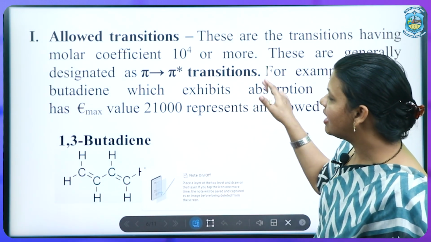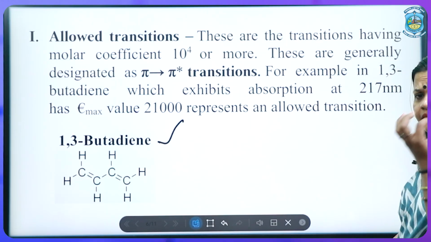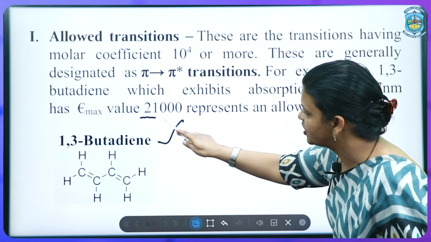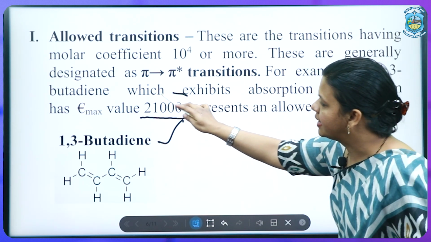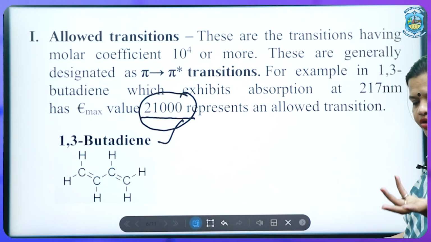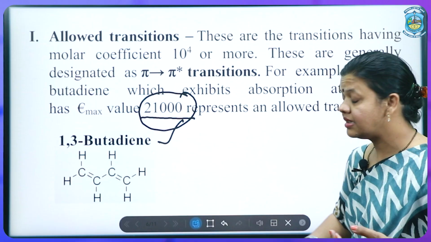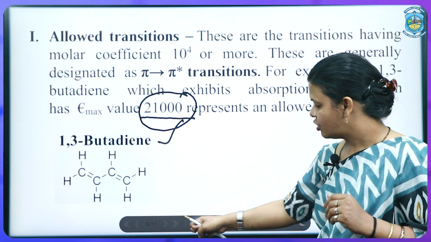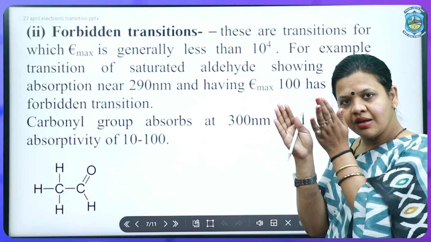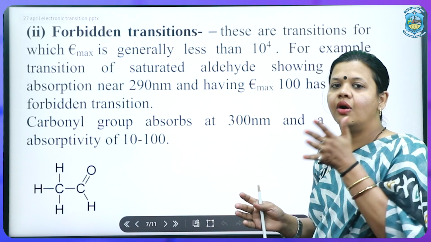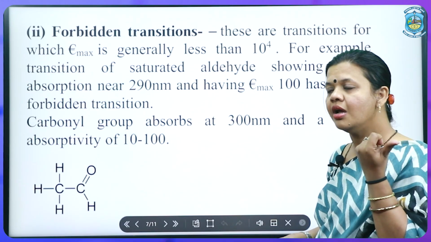So the pi to pi star transition that occurs in 1,3-butadiene has its molar absorption coefficient value as 21,000. Therefore, it comes under the category of allowed transition, whereas certain transitions are considered as forbidden transition. So as I have already discussed, this categorization is being done on the basis of the value of epsilon, which is molar extinction coefficient.